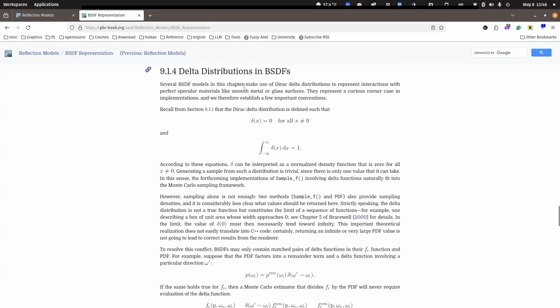Several BSDF models in this chapter use the Dirac delta distribution because they are perfectly specular materials. The Dirac delta distribution is defined as zero for all points where x is not zero, and at this one particular point it's not even defined, it's just defined by its integral, which is one.